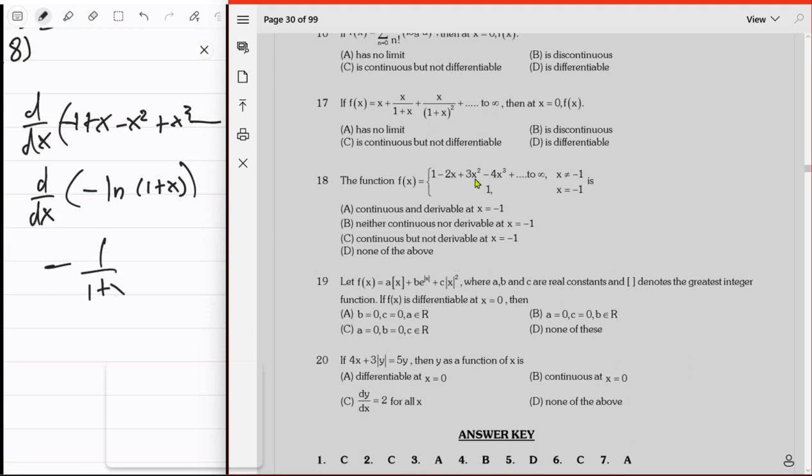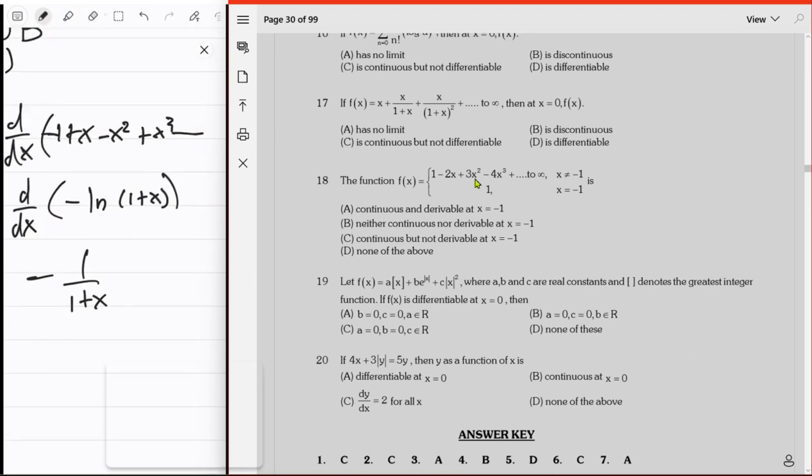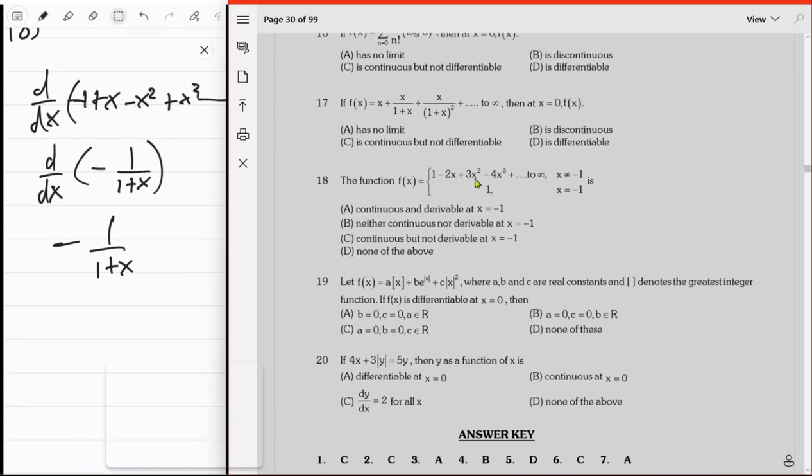Wait, what? Sorry, what am I doing? It's not natural log. Okay, negative 1 upon 1 plus x. That's what it is. So the derivative of this thing would just be this. This is what it's going to be when your x is between negative 1 and 1.